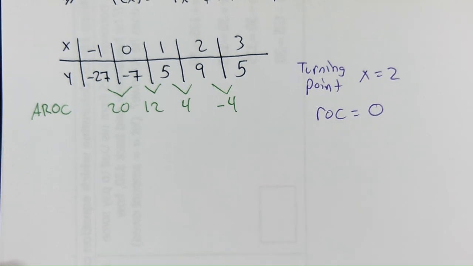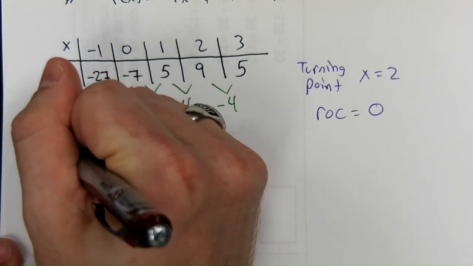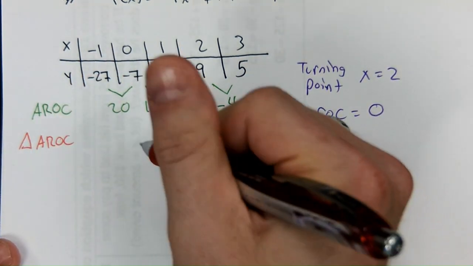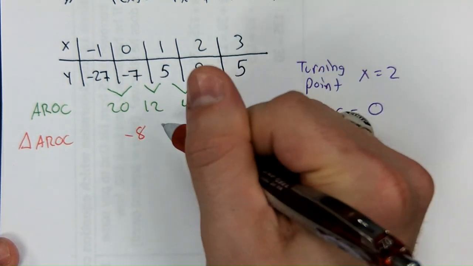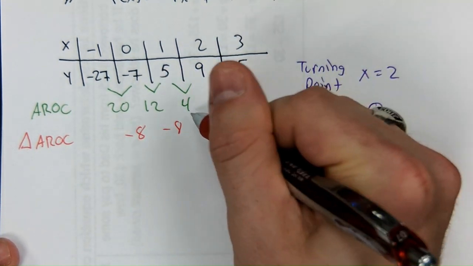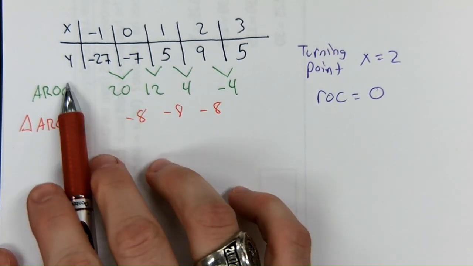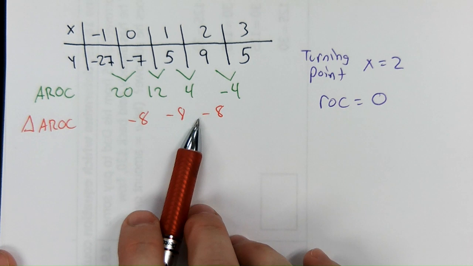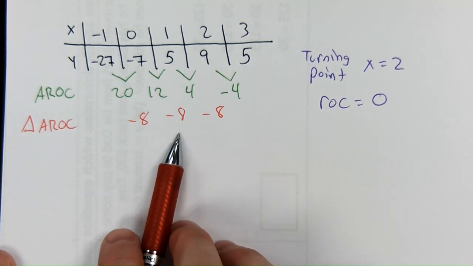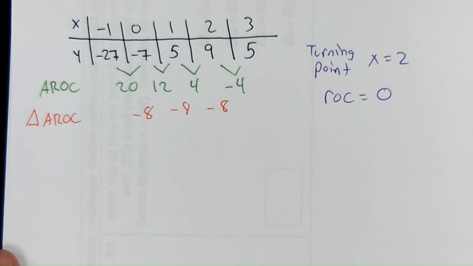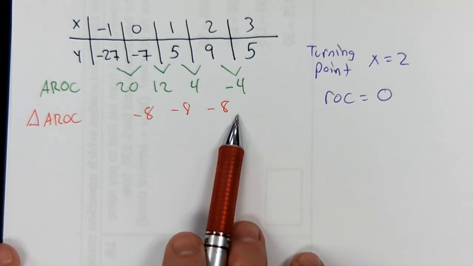Now let's find the change in our average rate of change. From 20 to 12, minus 8. From 12 to 4, minus 8. From 4 to -4, minus 8. Because this only took me a second row of this whole finding differences thing, I know I'm dealing with a quadratic because it was row 2. More specifically, because the change in my average rate of change is negative, what does it tell me about my curve?